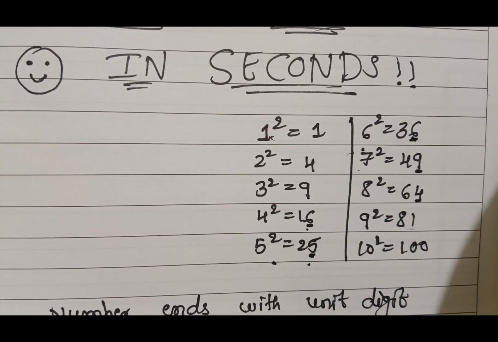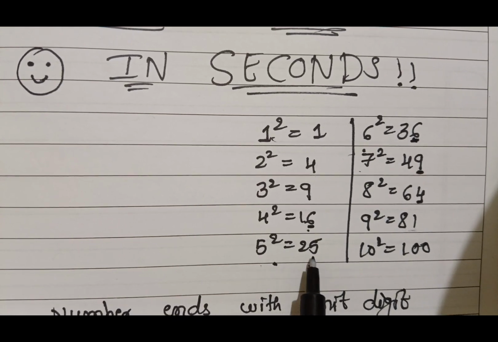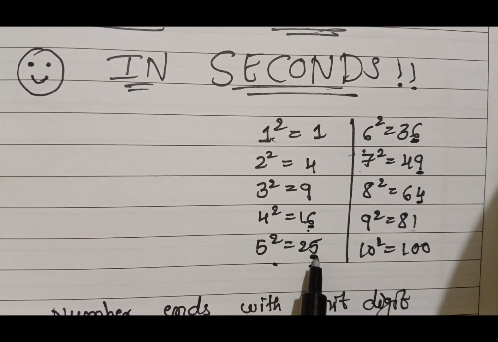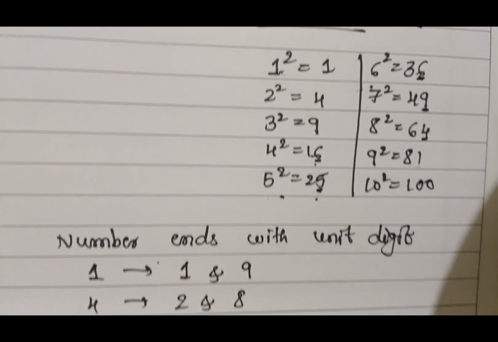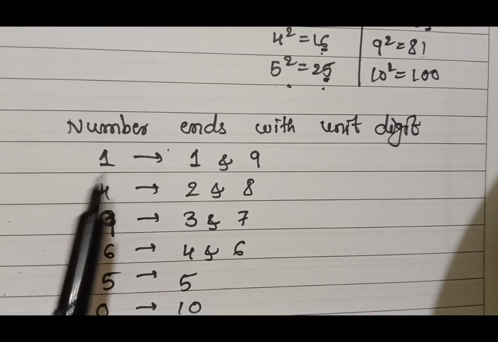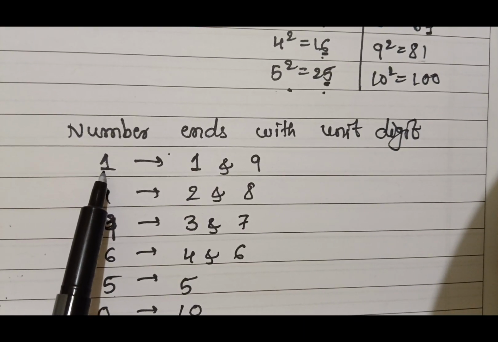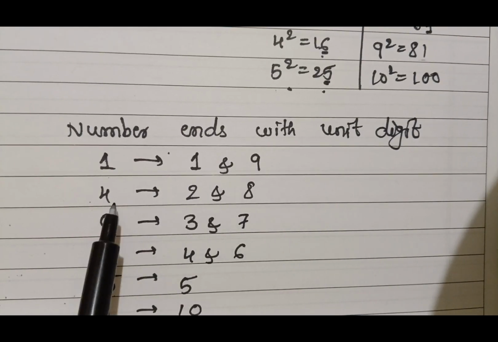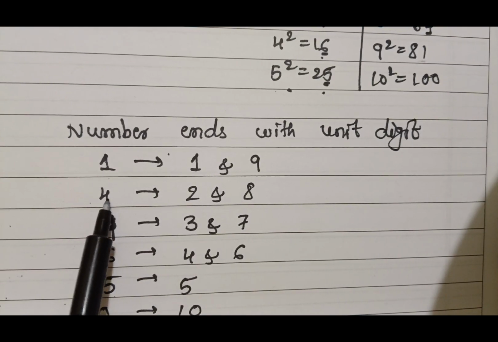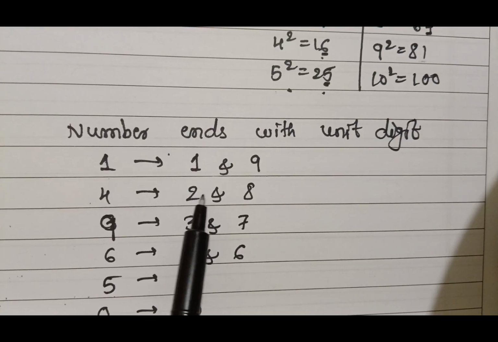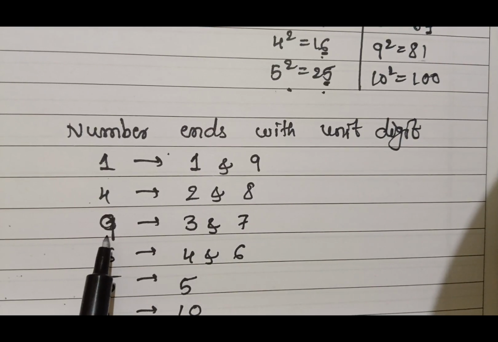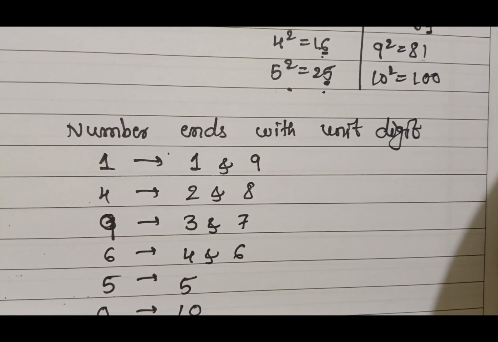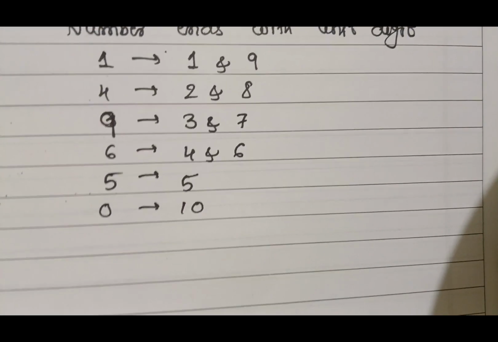5 square is 25, so for 5 the unit digit will be 5. So here I wrote completely. If the unit digit is 1, it is the square of 1 and 9. If the unit digit is 4, this is the square of 2 and 8. For 9, 3 and 7. Similarly for 6, 4 and 6. For 5, 5. 0 will be for the 10.